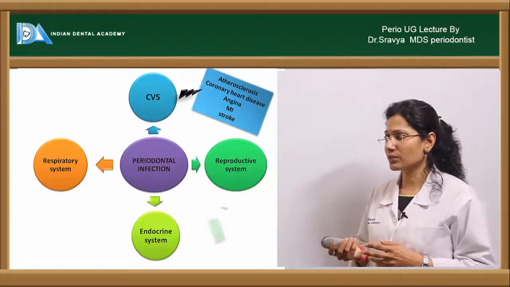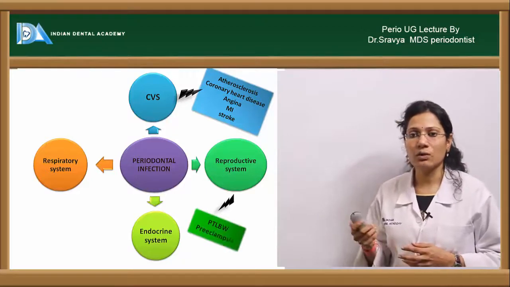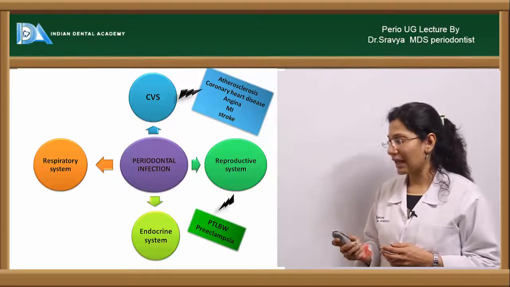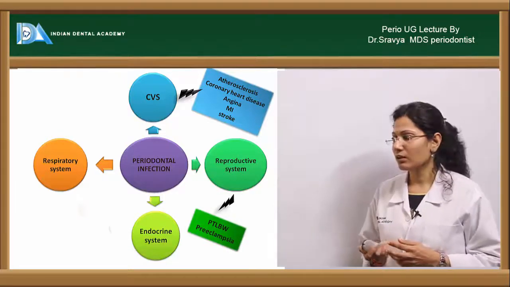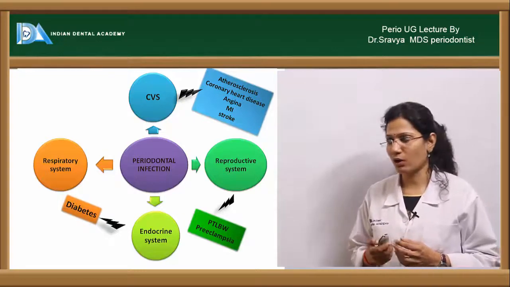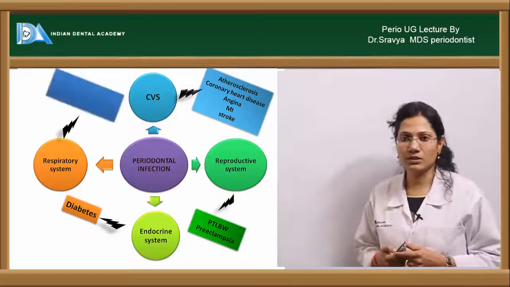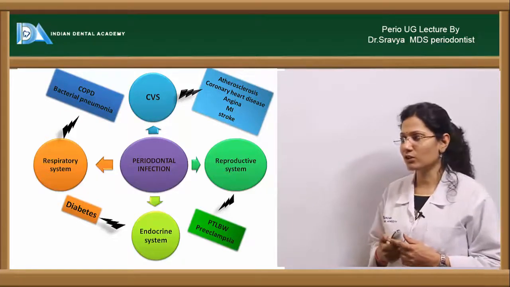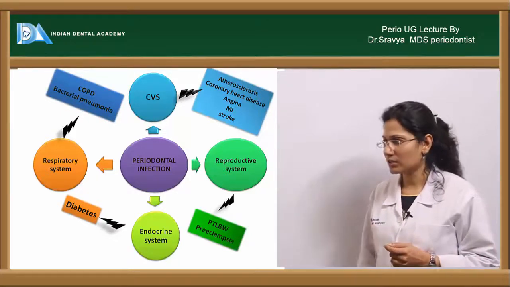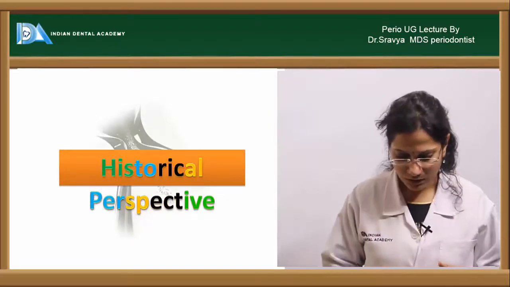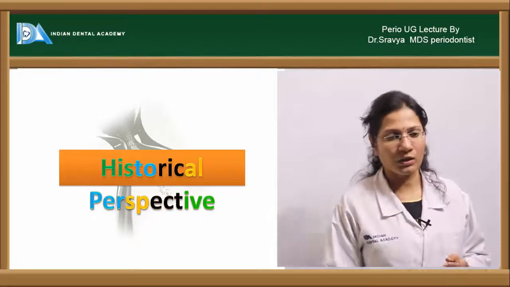Then for the reproductive system, we're going to discuss the effect of periodontal infection on preterm low birth weight infants, and then preeclampsia. Among endocrine conditions, we would talk about diabetes and its relationship with periodontal infection. And under the respiratory system, we're going to discuss COPD, that is chronic obstructive pulmonary disorder, and bacterial pneumonias.